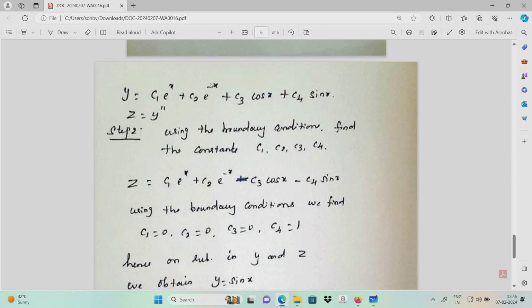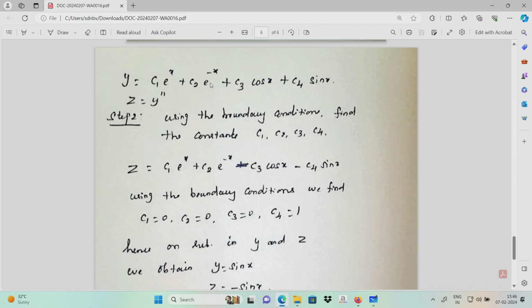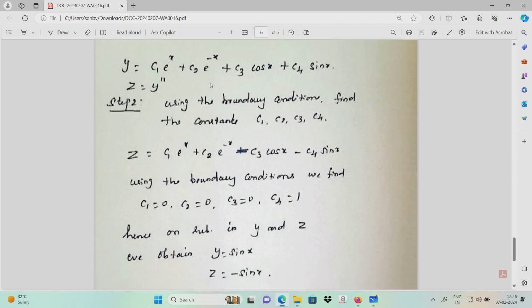So here we obtain c1, c2, c3 as 0 and c4 is equal to 1. Substituting these values in y and z, we obtain y is equal to sin x and z is equal to minus sin x. So the function attains extremum on the curve y is equal to sin x and z is equal to minus sin x.